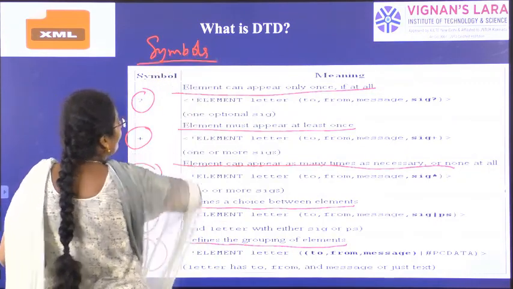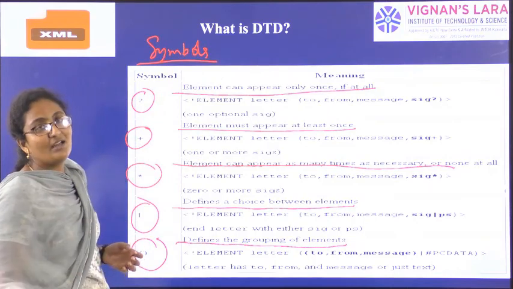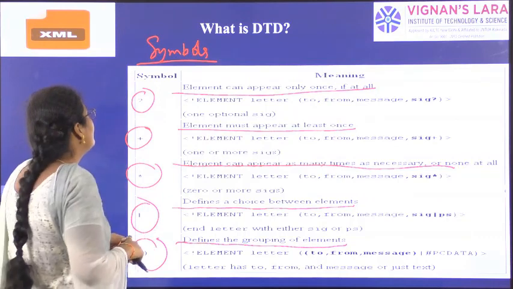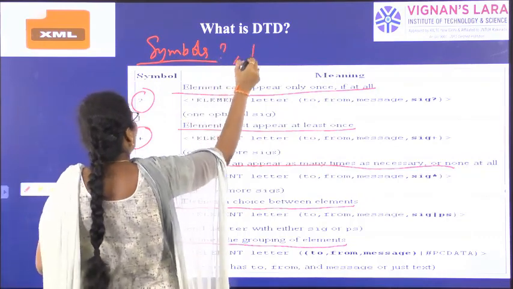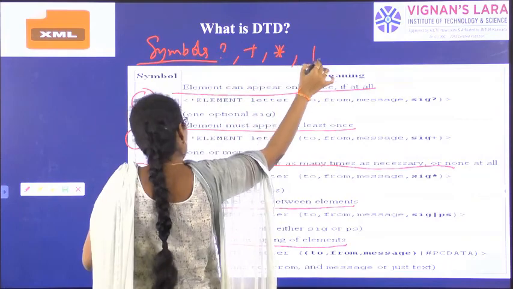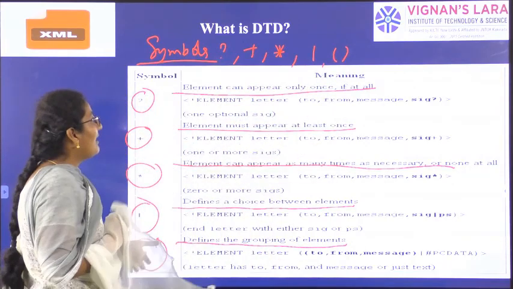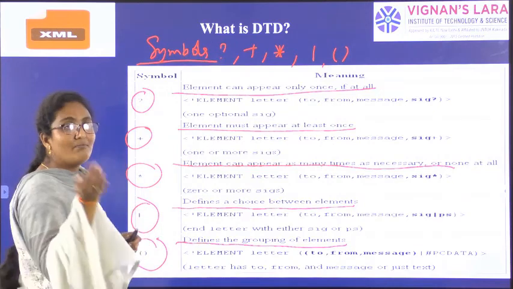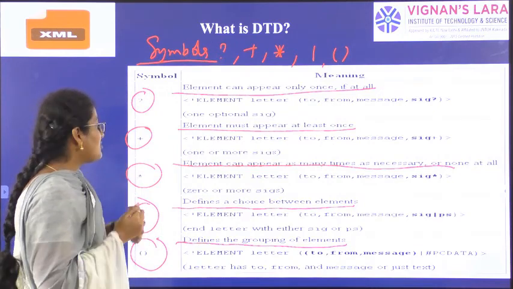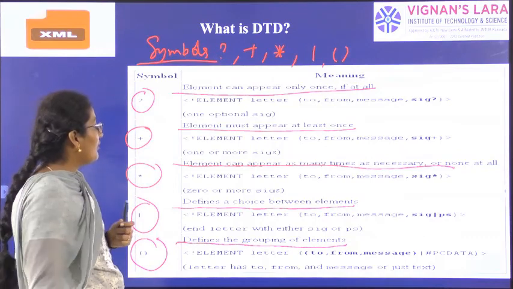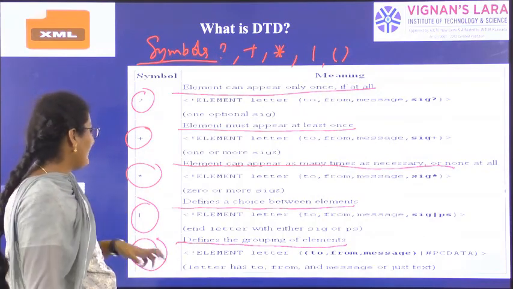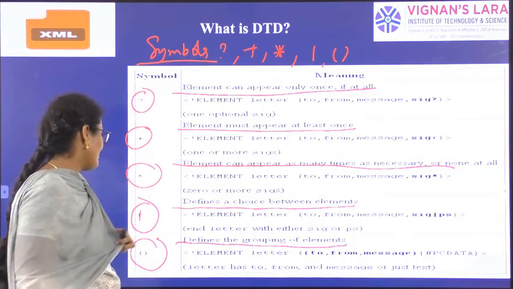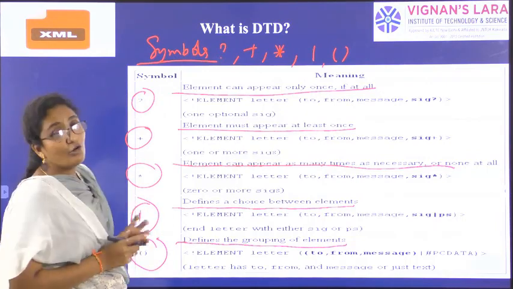So Document Type Definition is nothing but a set of rules used to structure the XML file. Here we can use some symbols: question mark, addition symbol, asterisk, pipe symbol, and braces. Question mark means the element can appear only once. Addition means the element must appear at least once. Asterisk means the element can appear any number of times. The pipe symbol defines the choice between elements. Braces define the group of elements.